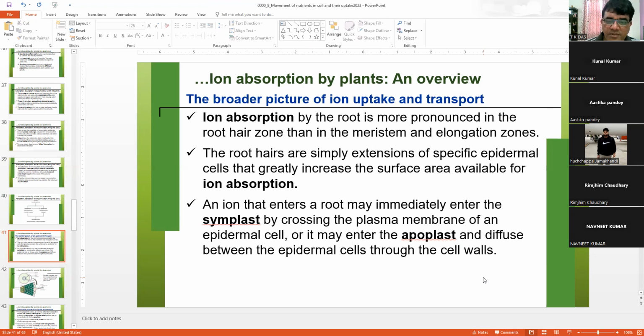So it can have two mechanisms. One by symplast can enter the cells via the plasma membrane, and the other can just pass through the apoplast in the interspaces between two cells, between the plasma lemma and your cell wall. That is your apoplast.